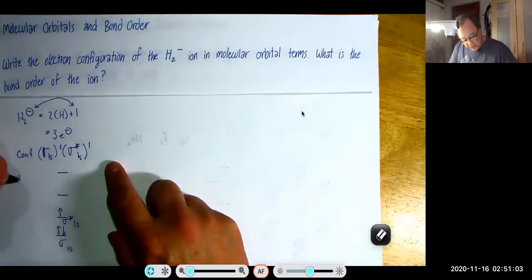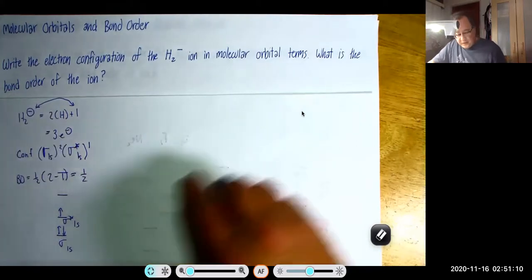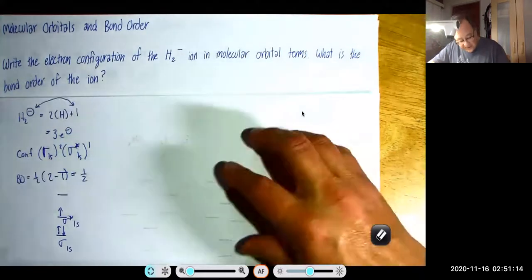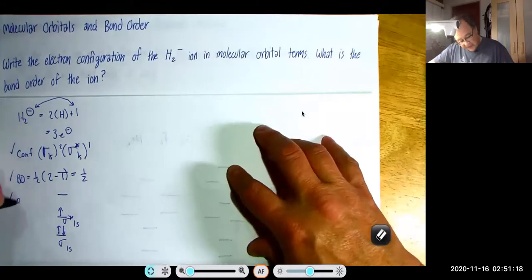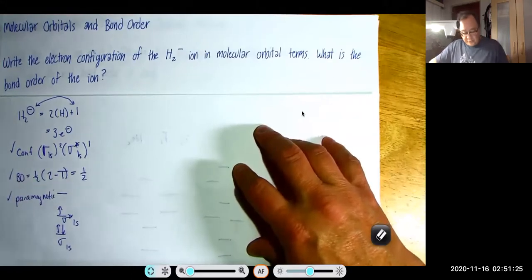What's the bond order going to be? The bond order is going to be 1/2 of 2 minus 1, which is 1/2. So the bond order is 1/2. It's like a very weak bond. And there's the electron configuration. What's the magnetism? It's paramagnetic. All right, so there's the electron configuration of H2 minus.